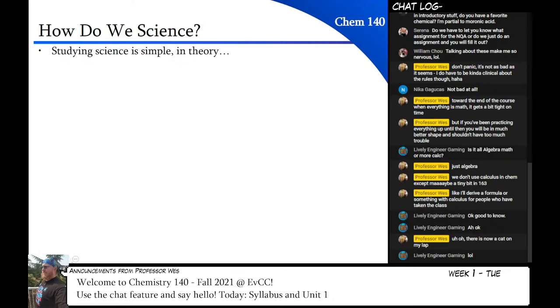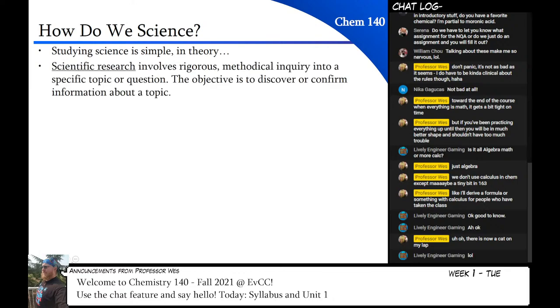Now, how do you science? In theory, studying science is very, very simple. And it basically starts by just asking a question. What is this thing? I don't get it. I don't understand why this is doing that. And so you start doing research. Research is just inquiry into a given question that you don't know the answer to.